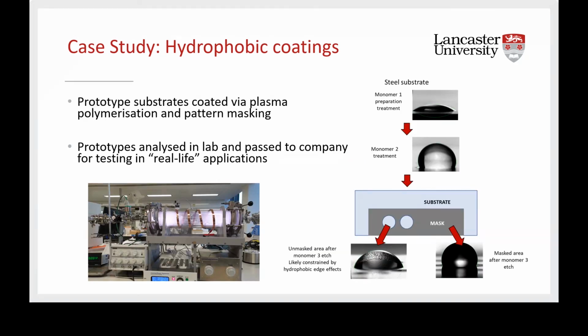And the approach here is probably quite familiar by now. We use plasma polymerization to coat a surface with a monomer, with a molecule out of the plasma to give it hydrophobic properties. In this case, we're using pattern masking to provide hydrophobic regions. And the prototype samples are both tested in our lab against our benchmarks that we were talking about a second ago, as well as passing back to the company for real life application testing. So basically expected use conditions.